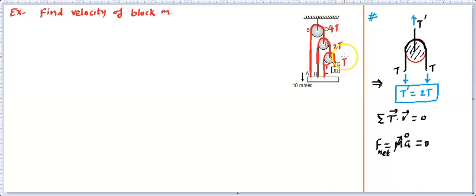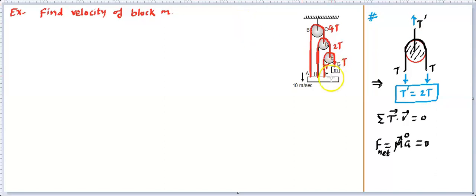So this is how you can see the tensions will be distributed. This string will have a tension T, the next will have a 2T, this will have a 4T because they get doubled, that means this plus this becomes this. If you are able to connect this, then it becomes easy to handle.